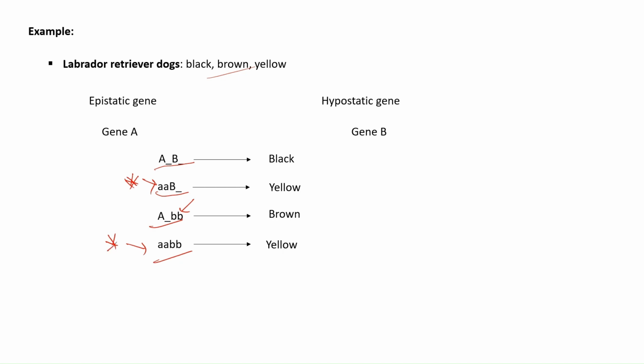This will affect the phenotype and this will affect the phenotype. So this is 9. So 9 is black. This is brown. The 3, where hypostatic gene is in recessive condition. These two, small a, is affecting the phenotype. So here you can see both are yellow. So this is 9, this one is 3, and this both yellow together is 4. So 9:3:4, which we can observe in Labrador Retriever dogs.